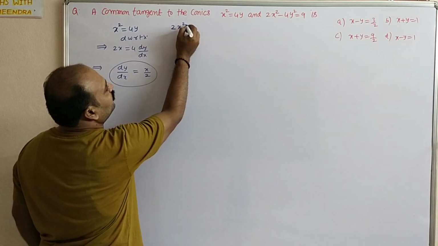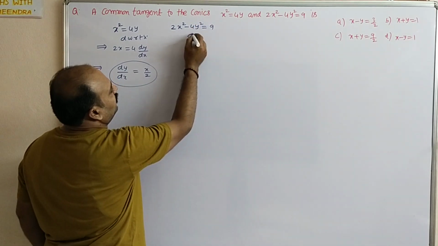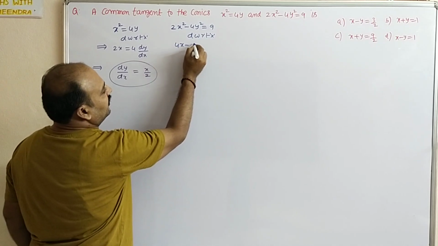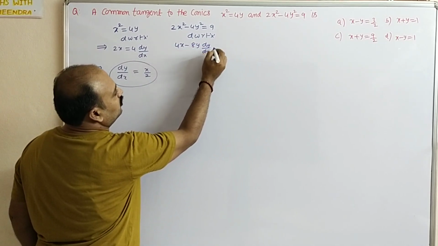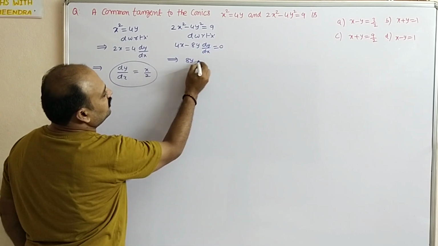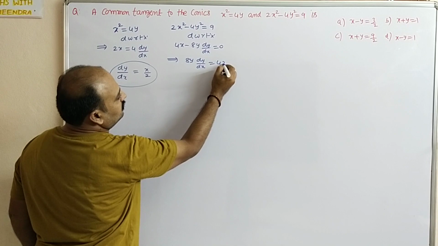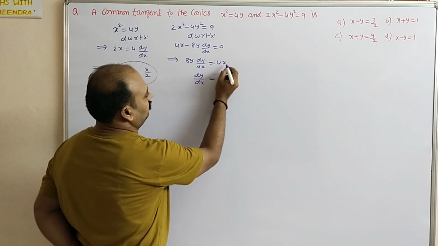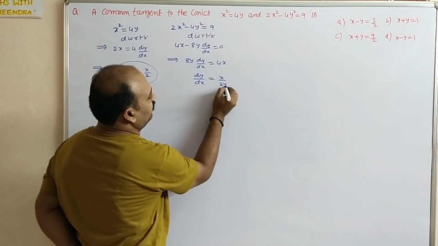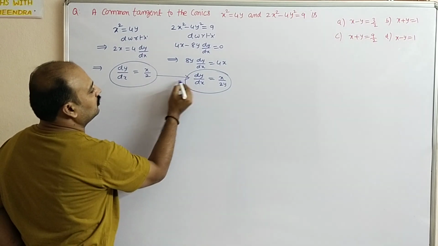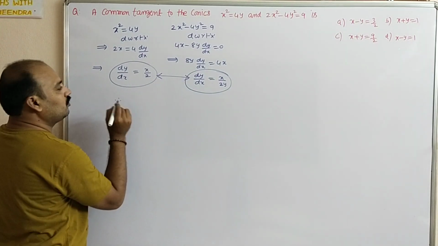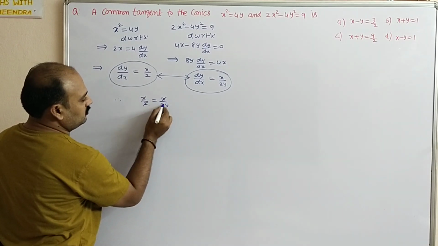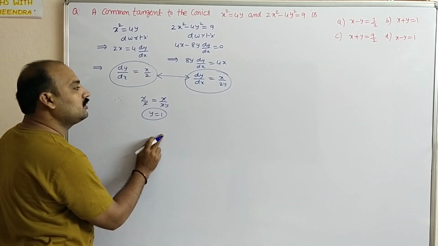And come to the next curve, 2x square minus 4y square equal to 9. Differentiate with respect to x. 2 into x square derivative 2x, so 4x minus 8y into dy by dx is equal to 0. That implies that 8y dy by dx is equal to 4x. So dy by dx is equal to x by 2y. These slopes are equal. So therefore, x by 2 is equal to x by 2y. So y is equal to 1.